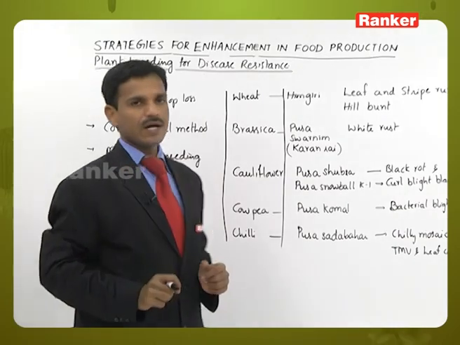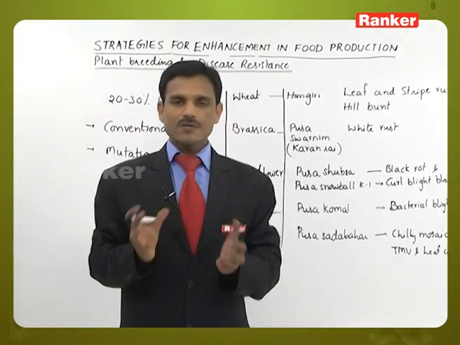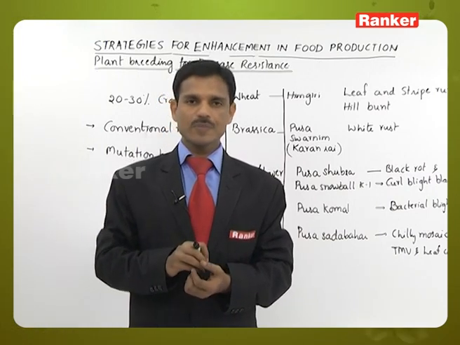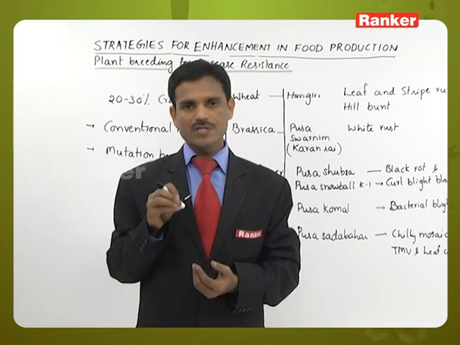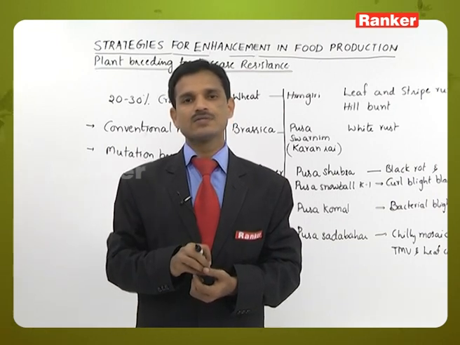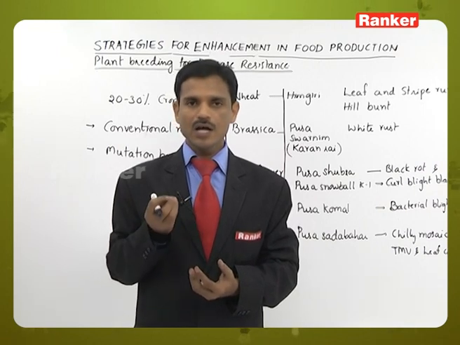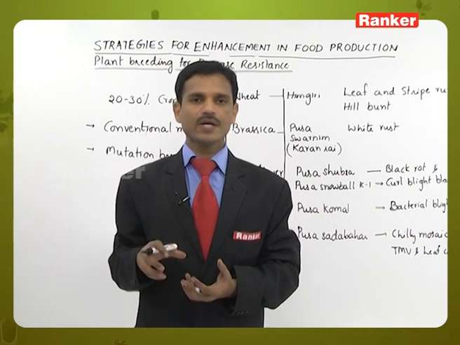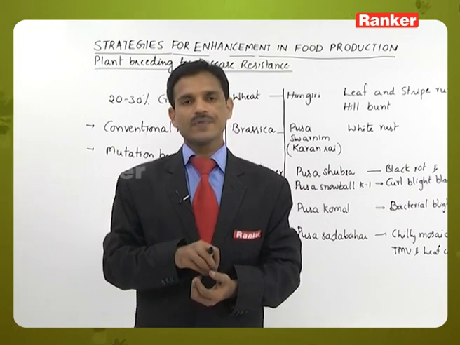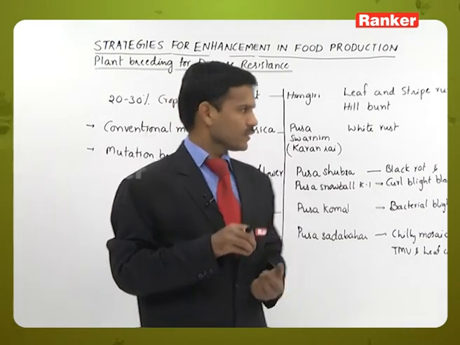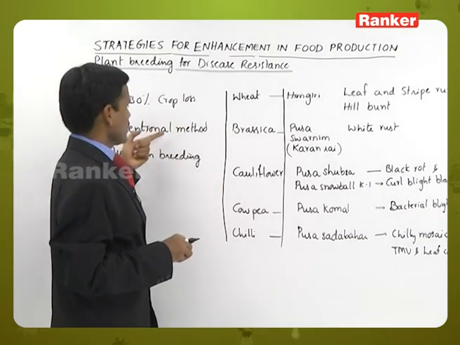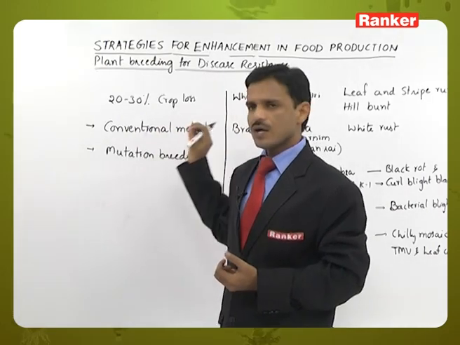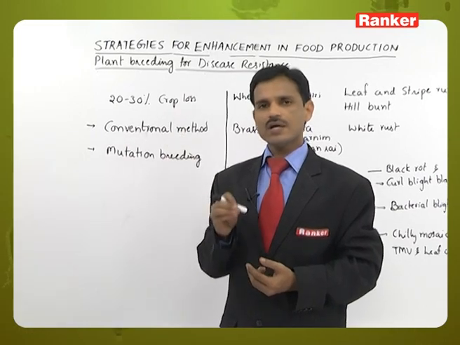By the conventional or traditional method, in the germplasm only a few or limited genes are present. If the germplasm has very limited genes, we cannot incorporate the disease resistance quality. If it is present in the germplasm, we can incorporate the quality into the hybrid variety. But by the conventional method we can produce only a few genes or a few varieties.